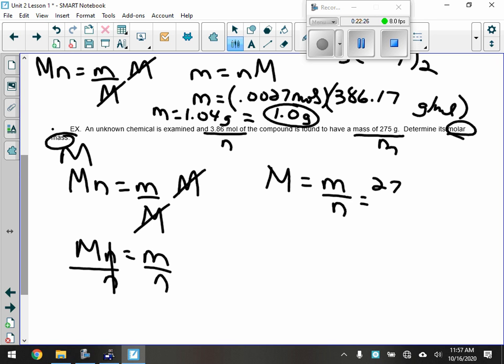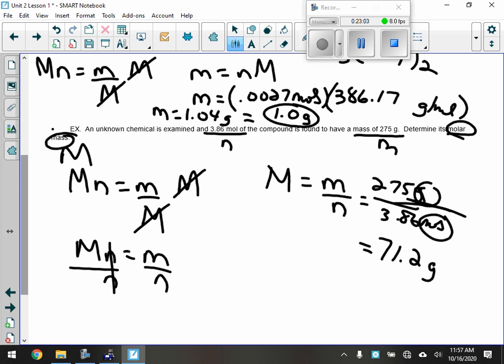But this is what we're looking at, which makes sense. We're going to have 275 grams and 3.86 moles. And of course, how are you going to know if you did this right? Think about it. What's the molar mass measured in? What are the units that go with molar mass? Grams per mole. So that looks right to me. If you flip this over, then you get moles per gram, which I don't know what that is. We don't do moles per gram. We do grams per mole. So that makes sense. You divide those 2. I think we get 71.2 grams per mole.